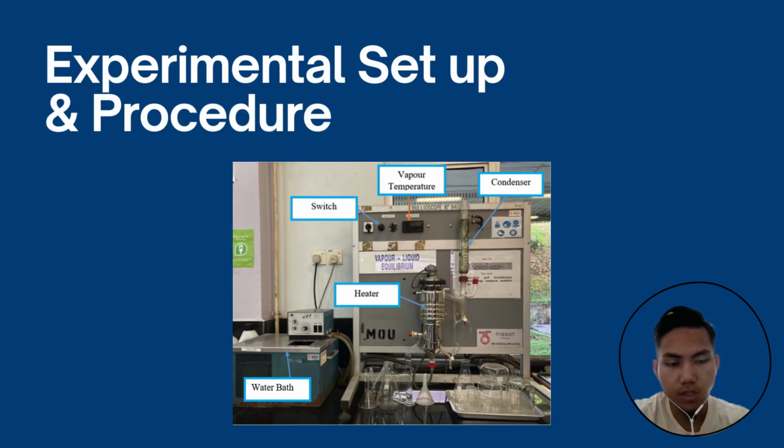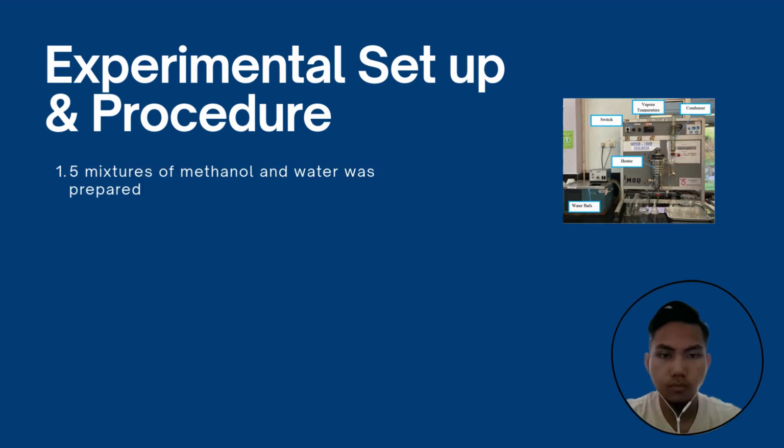So for this experiment, this is our experimental setup, which has a heater, condenser, vapor temperature, and also other apparatus such as measuring cylinder, beaker, refractometer, dropper, glass rod, and conical flask. So for the first step, 5 mixtures of methanol and water were prepared in a beaker according to their volume ratio as shown in the table.